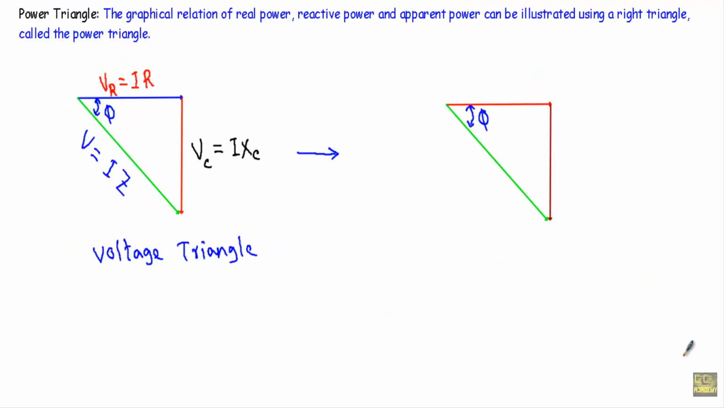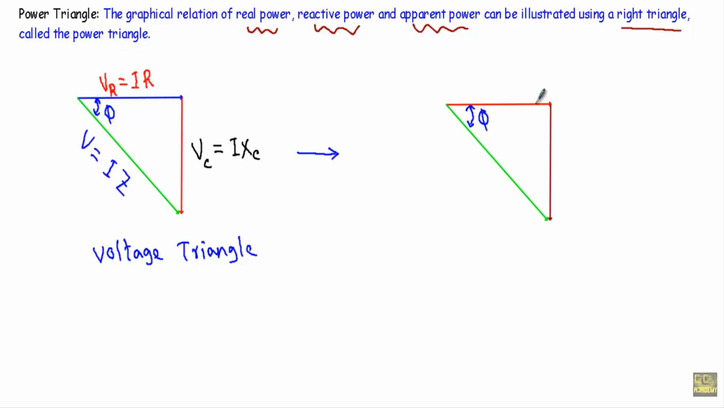Now let me talk about the power triangle of series RC circuit. Power triangle. What is power triangle? The graphical relation of real power, reactive power and apparent power can be illustrated using a right triangle called power triangle. See, we have 3 power components: real power or active power, reactive power and apparent power. We can illustrate the relation between these 3 power using a right triangle. That right triangle is known as power triangle.